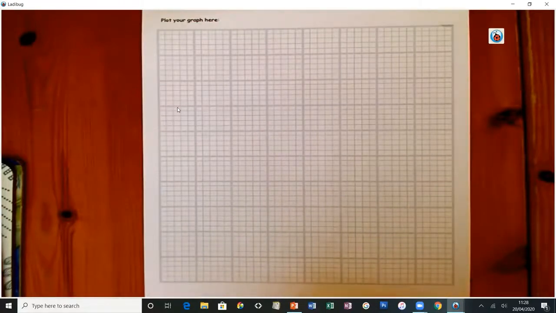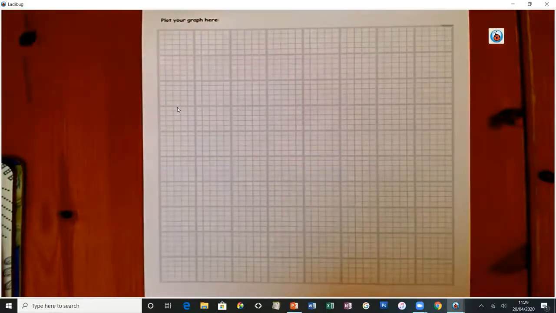So you'll need a ruler, a pencil, and a rubber if you make a mistake. Now I'm going to be drawing in pen so you can see it. When we come to the drawing of the line of best fit, I'll change to a pencil just in case I make a mistake. So first things, we need to draw on the axes.